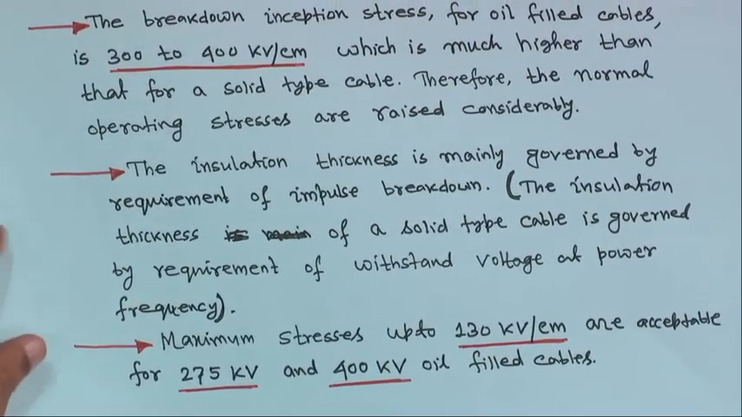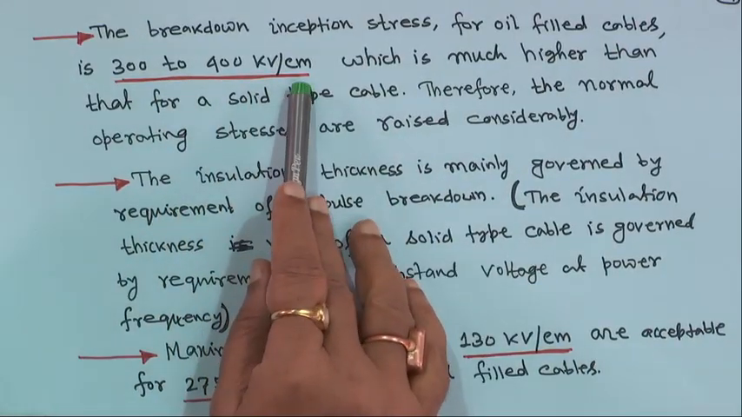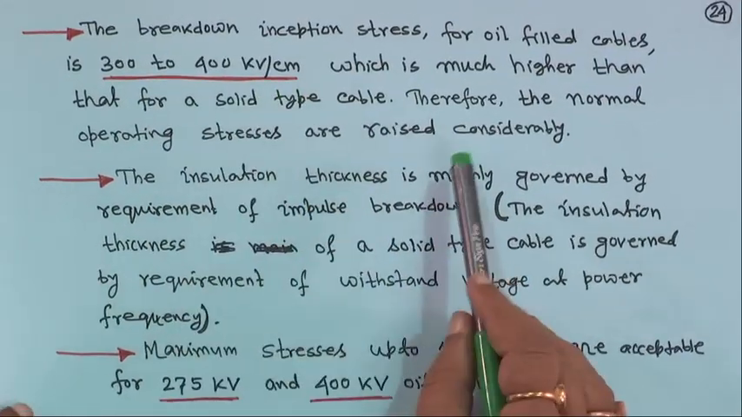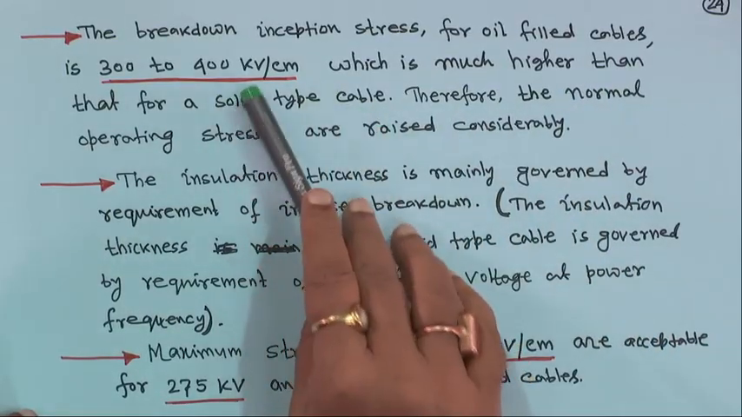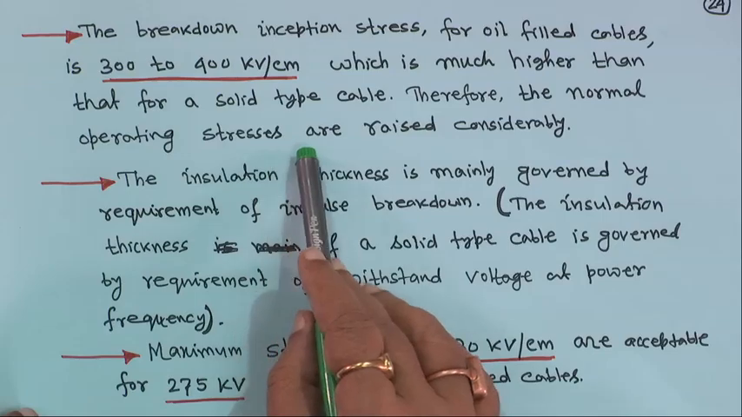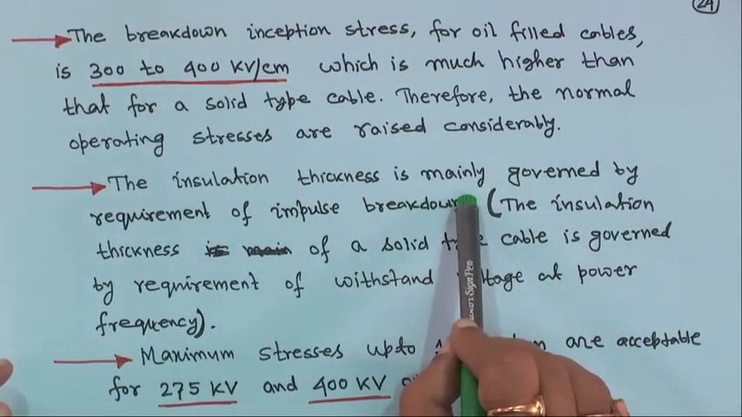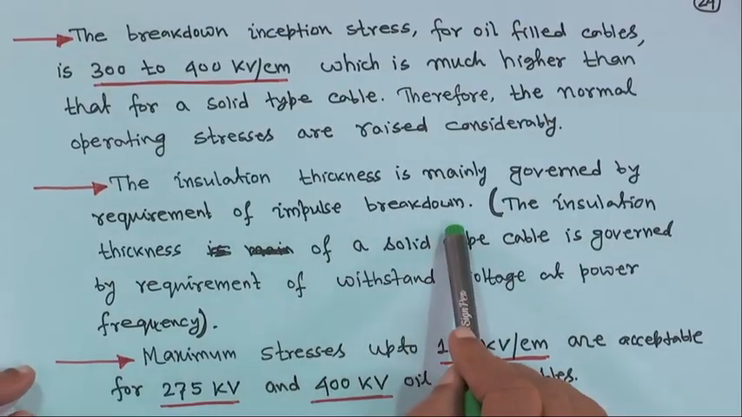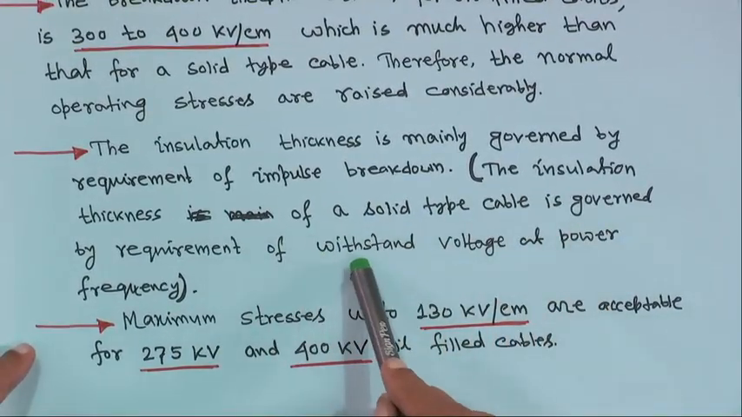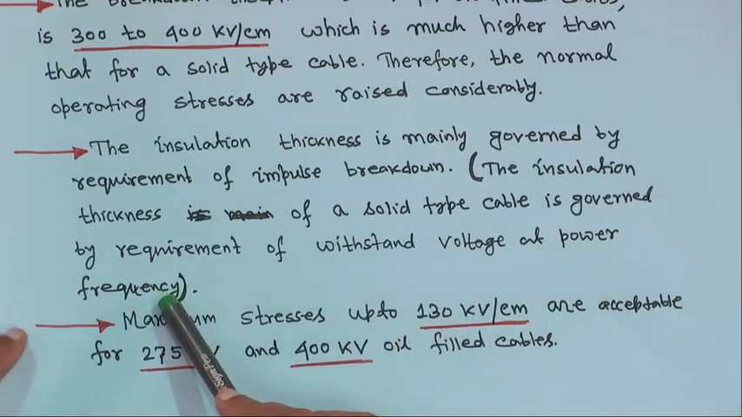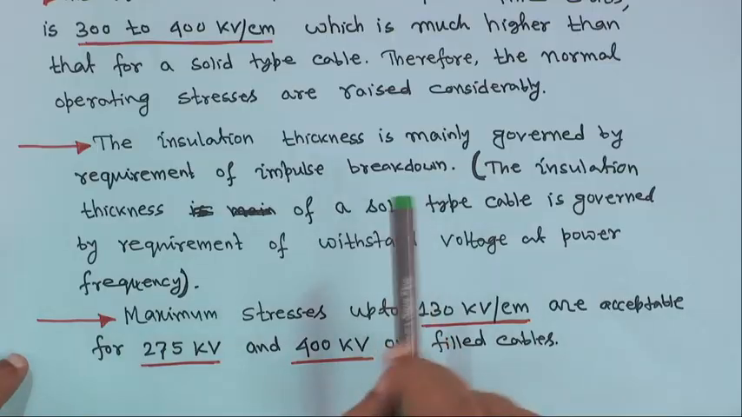Now, the breakdown inception stress for oil filled cables is 300 to 400 kV per centimeter, which is quite high and much higher than that of a solid type cable. So, it is advantageous. Therefore, the normal operating stresses are raised considerably. The insulation thickness is mainly governed by the requirement of impulse breakdown. The insulation thickness of a solid type cable is governed by the requirement of withstand voltage at power frequency, but here the insulation thickness is mainly governed by the requirement of impulse breakdown, right.